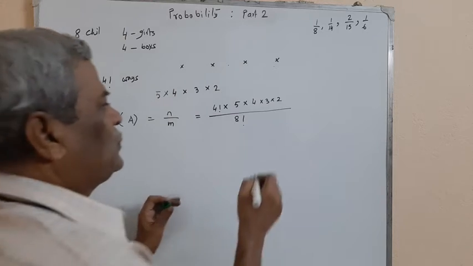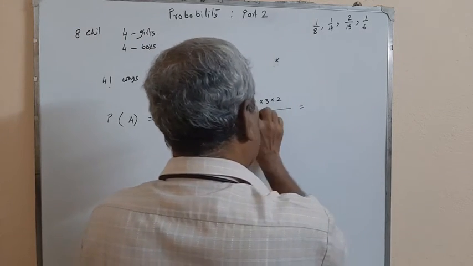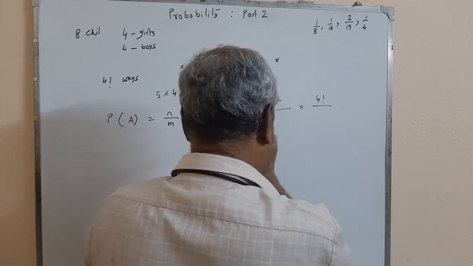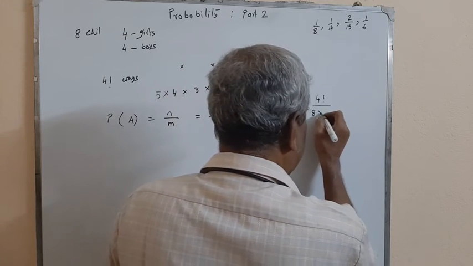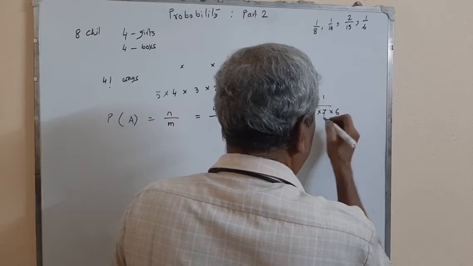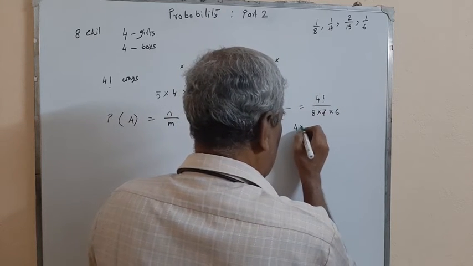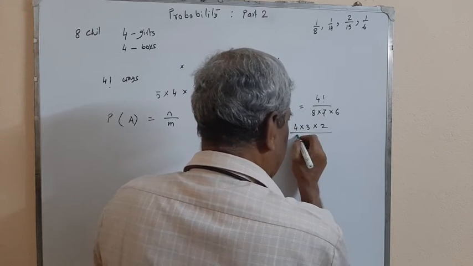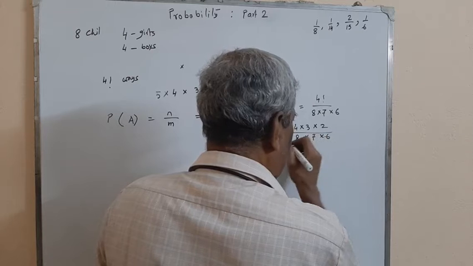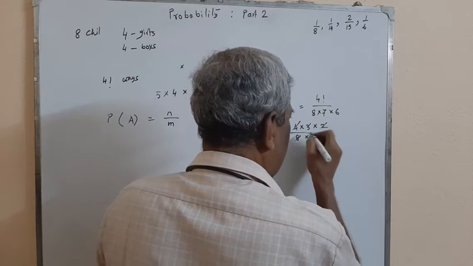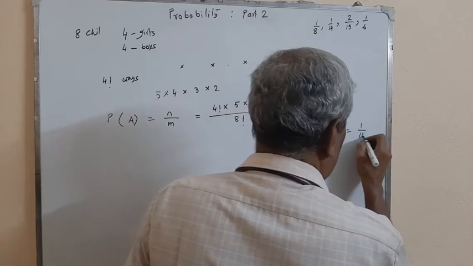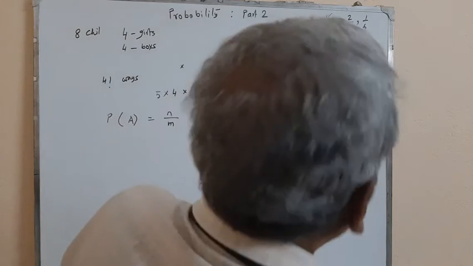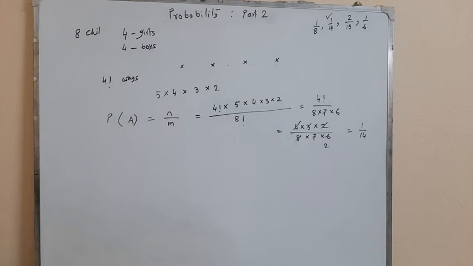So this is equal to, they together is factorial 5. So factorial 4 by, if factorial 5 cancelled with that, 8, 7 into 6, is equal to 4, 3, 2 by 4, 3, 2 into 1, 8 into 7 into 6, 4 into 2, 8 cancels, 2 cancels, so 1 by 14. So 1 by 14 is the correct option. Next problem.